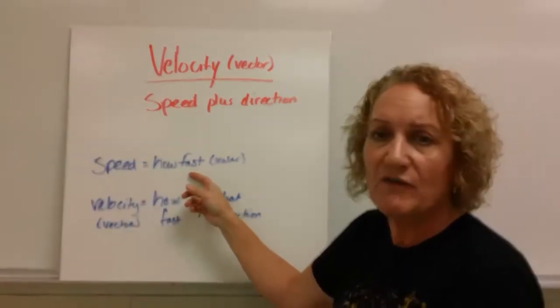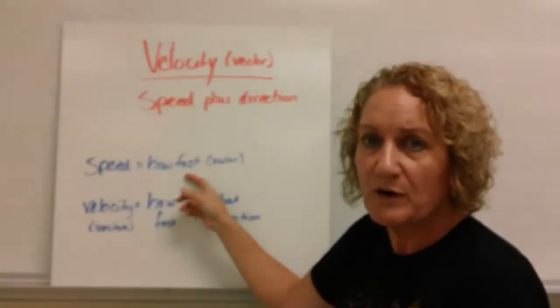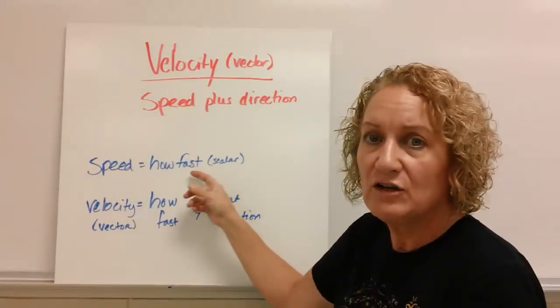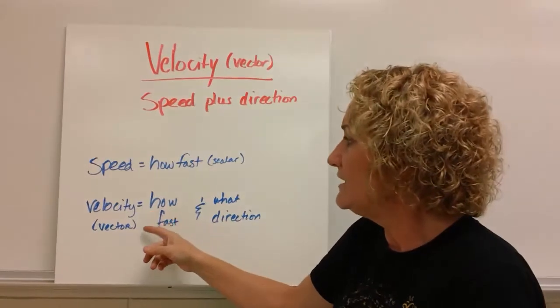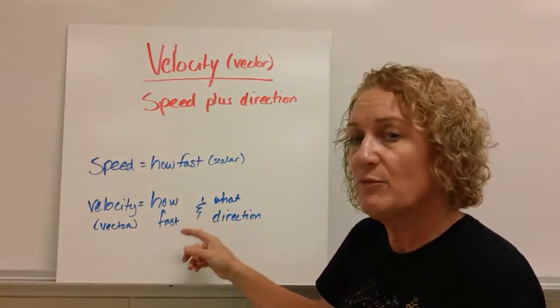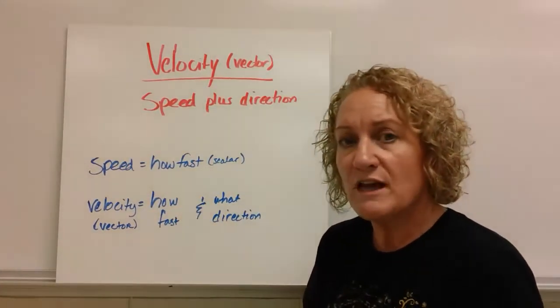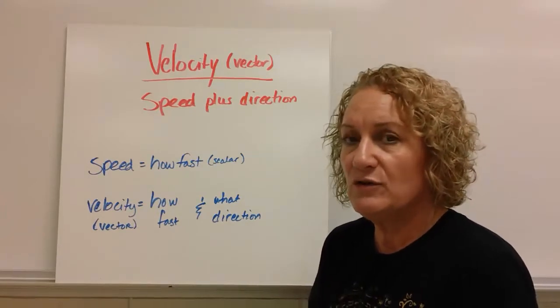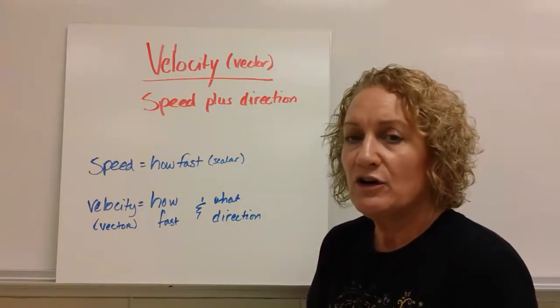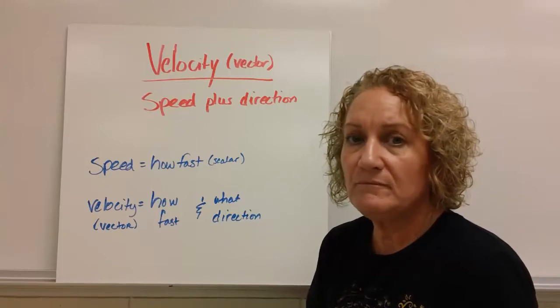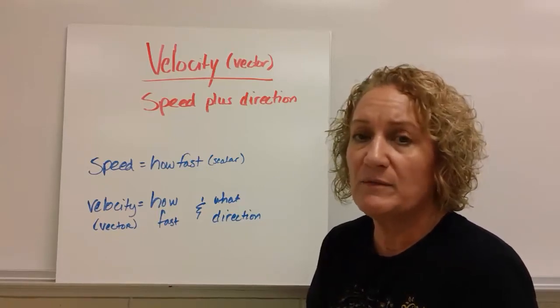Speed simply tells you how fast you're going, 30 miles per hour. It's a scalar quantity, no direction is involved. Velocity is a vector quantity, it says how fast you're going and what direction. Doesn't always have to be north, south, east, or west. You could say 30 miles per hour towards the mall. Now if I know where you live, where you're coming from, that's enough.